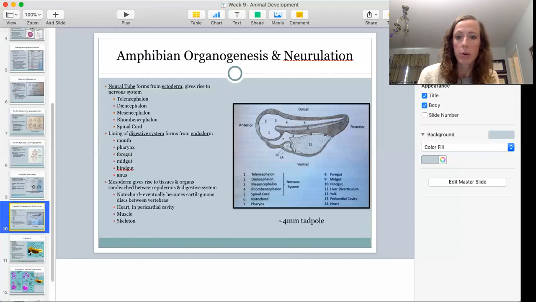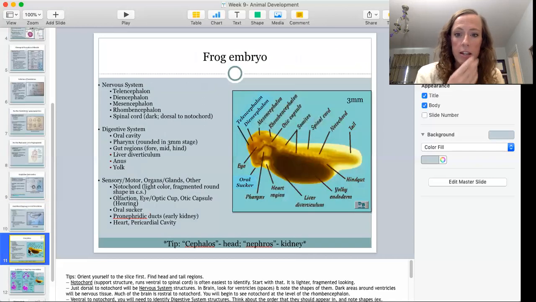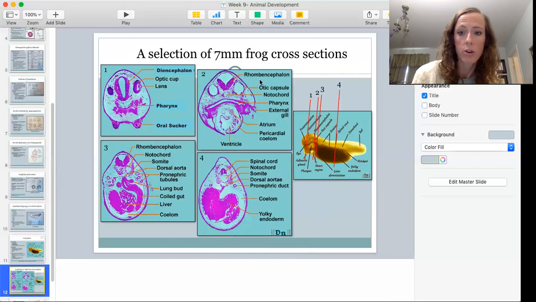All right, so you are going to be looking in lab this week at slides that look similar to this. This is obviously a drawing, but you'll be looking at slides that look similar to this and similar to this next picture here. I've included a few different pictures that resemble what you should look at. These are sagittal cuts through the organism. You're going to be looking at frog embryos sagittally as well as in cross section.